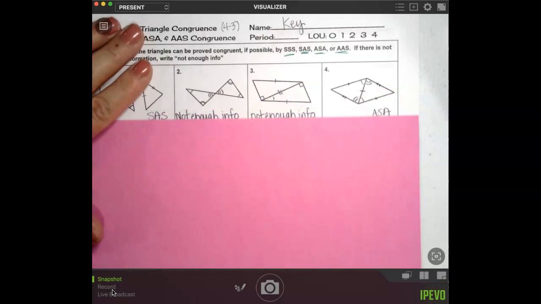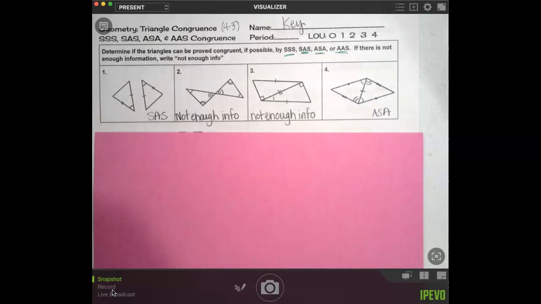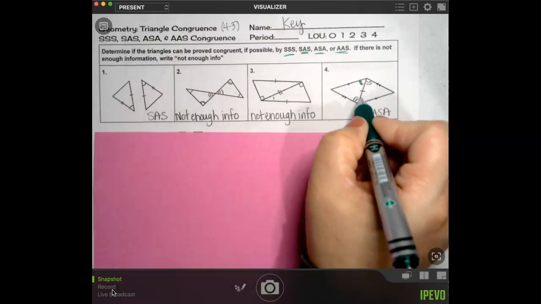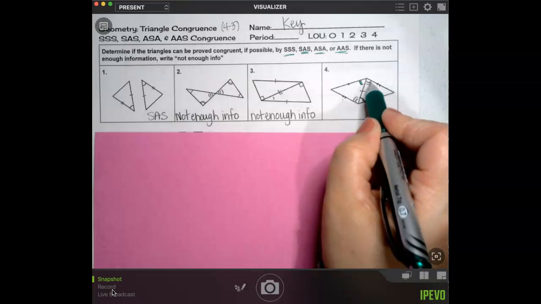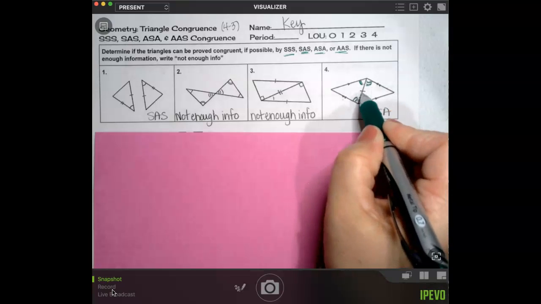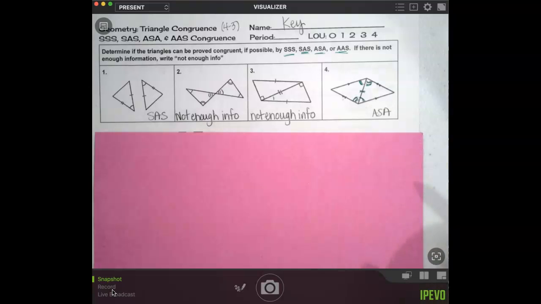If I was going to use side, angle, side, I would need this angle, so not enough information. And then on 4, those arrows mean parallel. That means we can mark alternate interior, and since we have 2 sets of arrows, I can mark 2 sets of alternate interior, which gives me angle, side, angle.